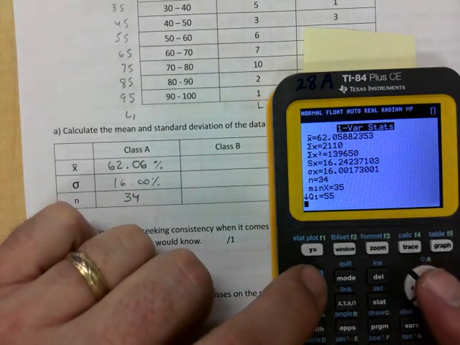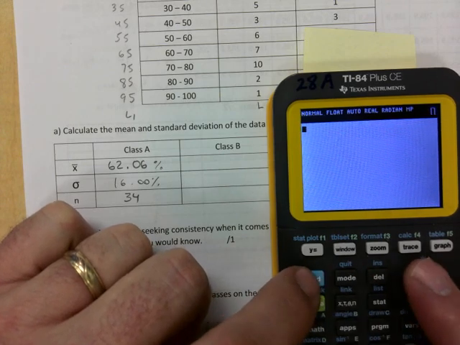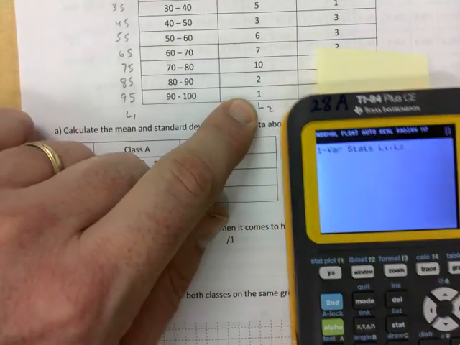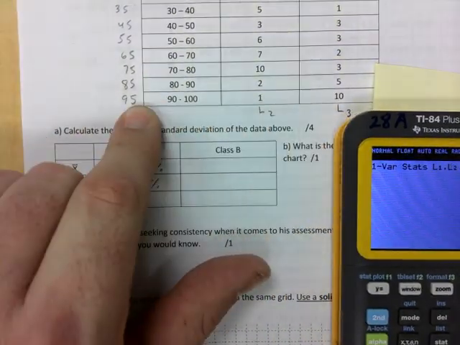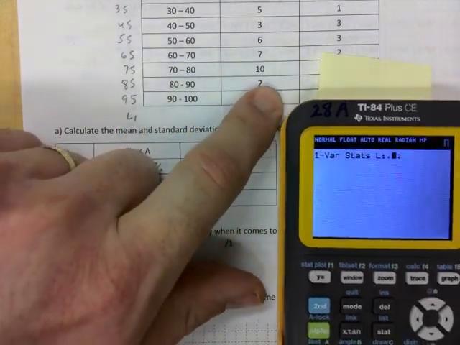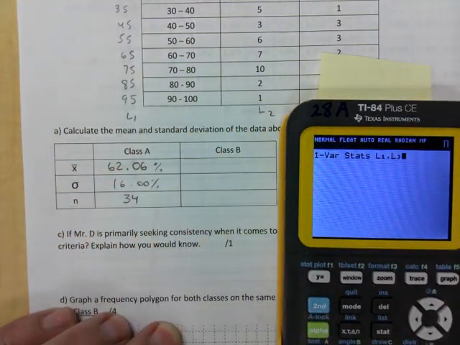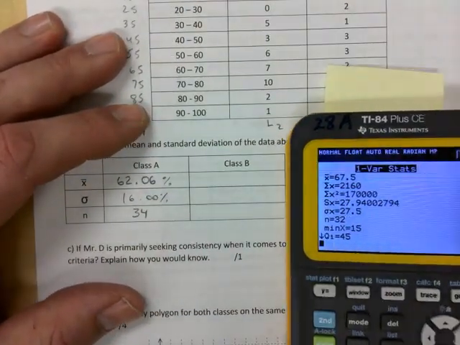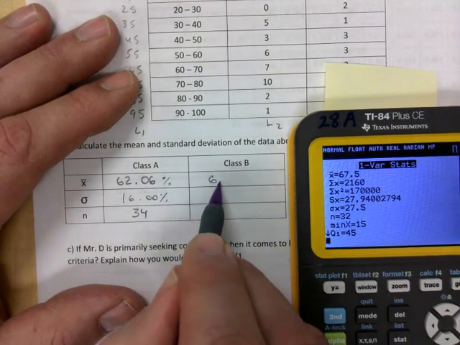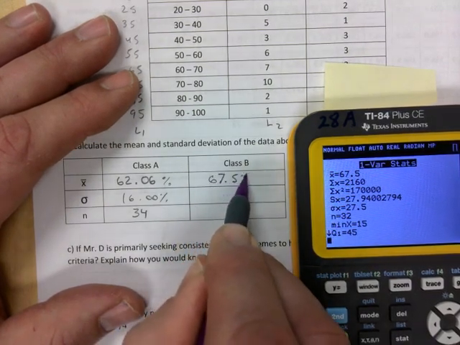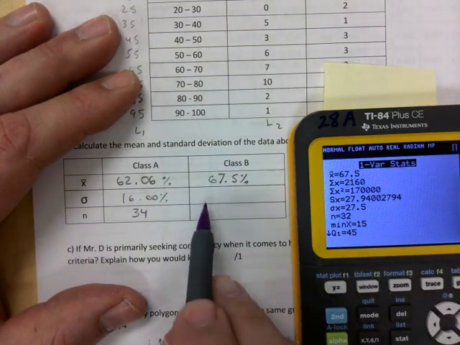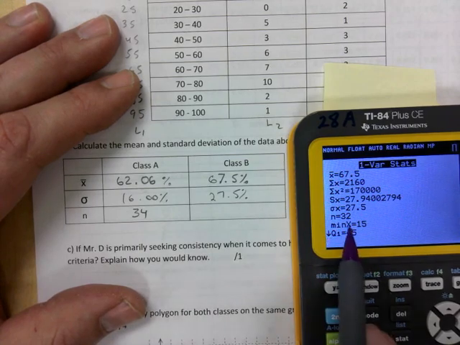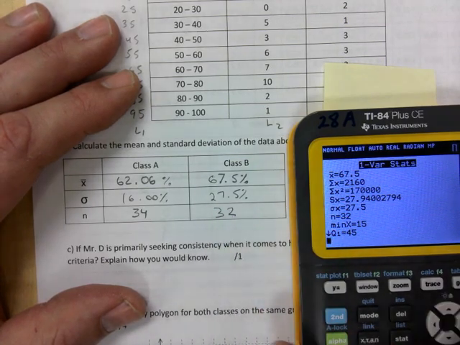I'm going to rerun this again. So I'm going to call that again, but instead of L2 as my frequency, I'm going to type in L3. So L1 and L3, okay? Because I'm now wanting to look at class B, right? Here we go, 67.5 is the average, so it did better overall. The standard deviation is 27.5%. And in that class, there are 32 students involved.